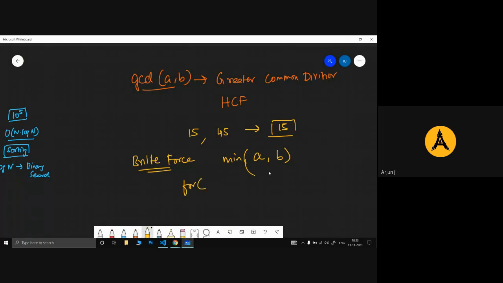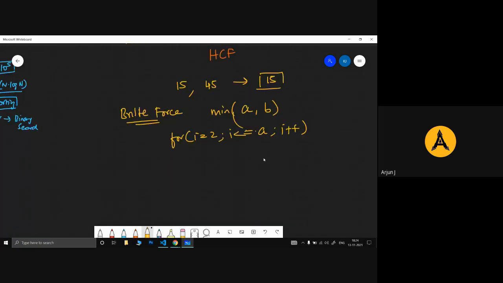We run a for loop from i equals 2, because 1 is obviously a factor of every number. We find the minimum. Let us assume that a is going to be the minimum. So we run a for loop from i equals 2, while i is less than or equal to a, with i plus plus. In each case, we check whether the remainder when a is divided by i is equal to 0 or not.